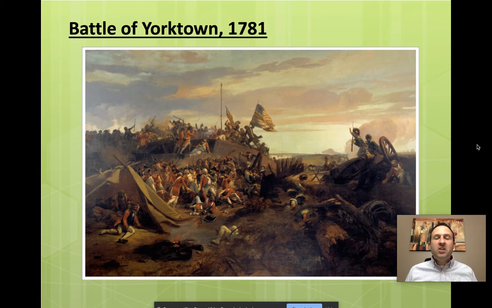This surrender is going to break the will of the British public and of Parliament's opinion. Now, this is 1781, but this event becomes the last straw. It breaks the will of Parliament and the public opinion in Britain. And even though the fighting will continue for a couple more years until 1783, this essentially is going to end the American Revolution, this battle.